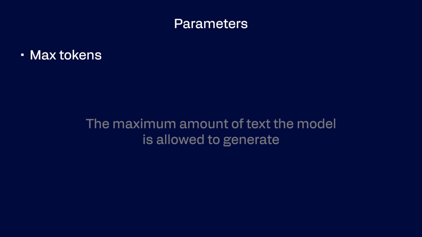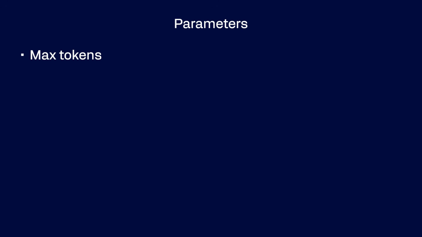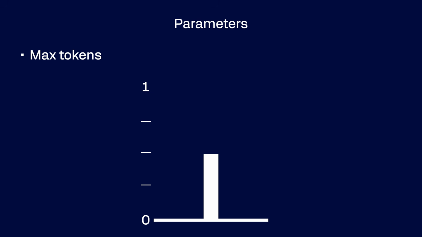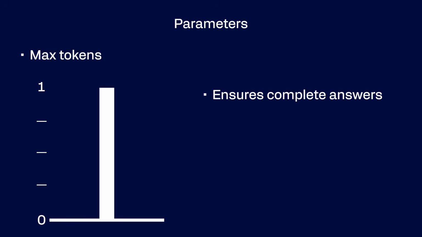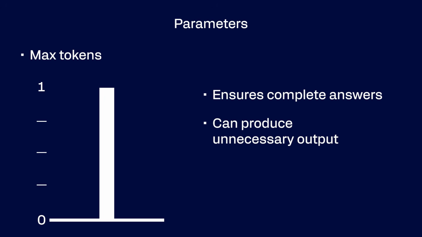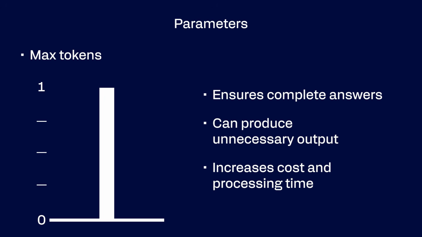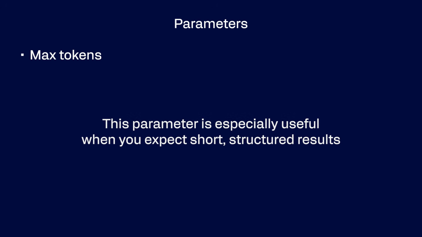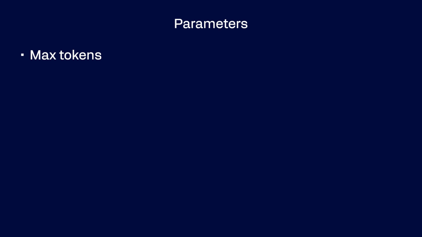Before we run the comparison tool, let's review the most important parameters you'll be tuning. First, we have max tokens. This refers to the maximum amount of text the model is allowed to generate. If the value is set too low, the response may be cut off prematurely. Setting it higher ensures complete answers, but can produce unnecessary output, increasing cost and processing time. This parameter is especially useful when you expect short, structured results.